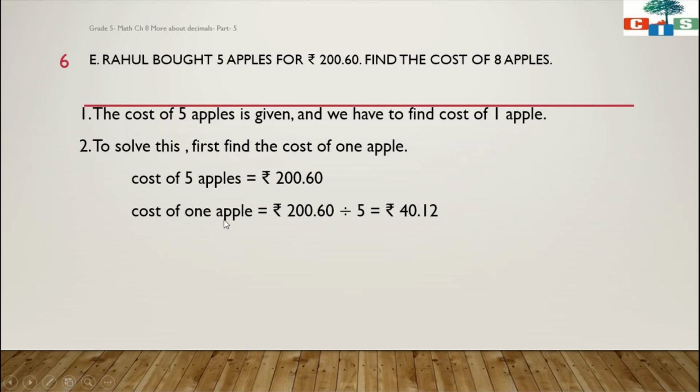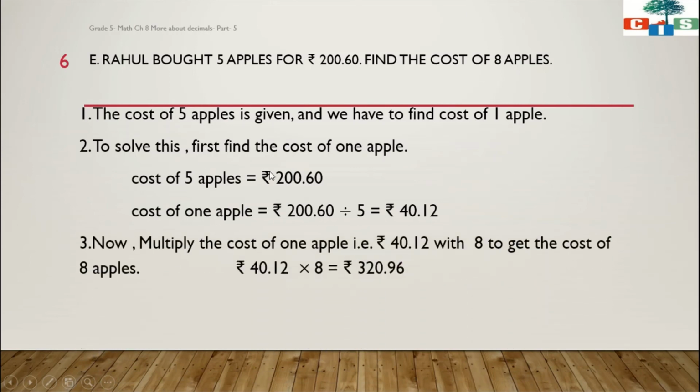Division and multiplication part I have shown you in the next slide, but now scholars you have to do it by yourself. Now our next task is to find cost of 8 apples, right? So for that we need to multiply cost of 1 apple with 8 to get the cost of 8 apples. Yes, see, multiply the cost of 1 apple, that is 40.12 with 8 to get the cost of 8 apples.